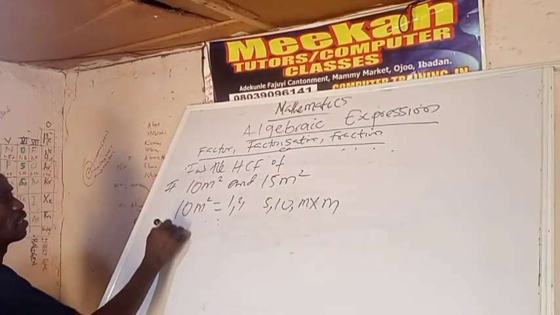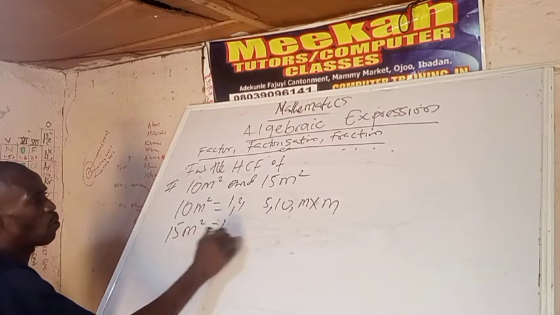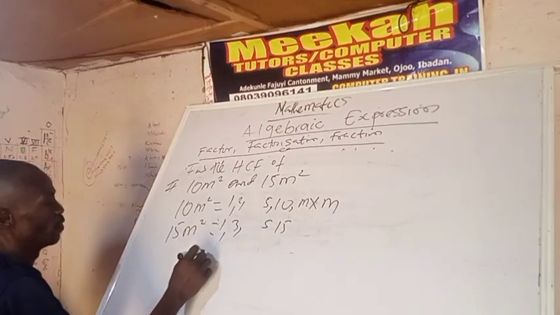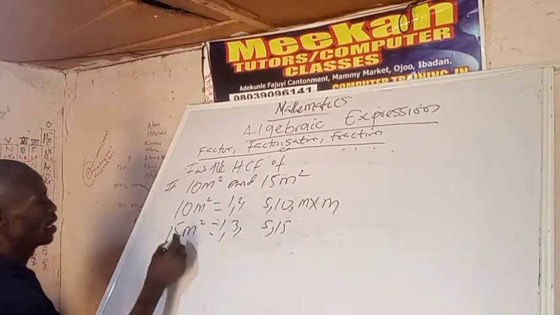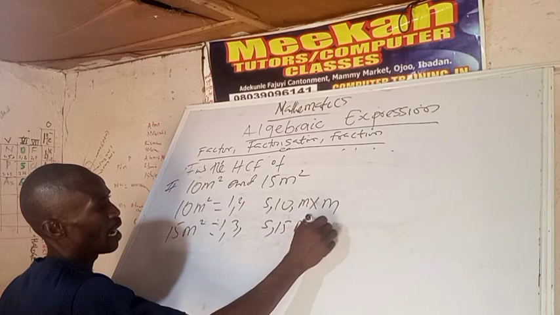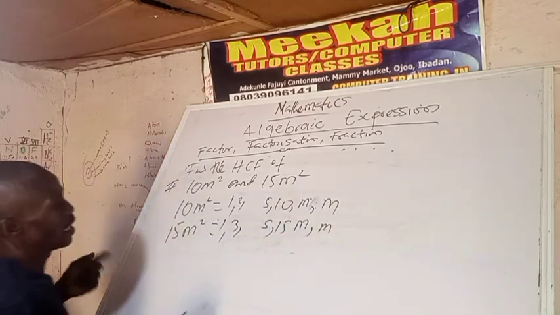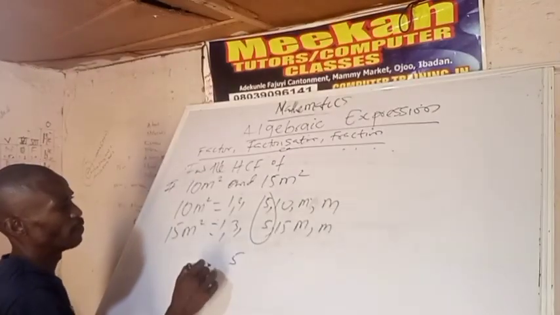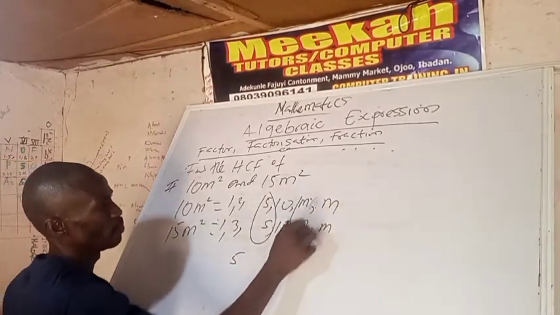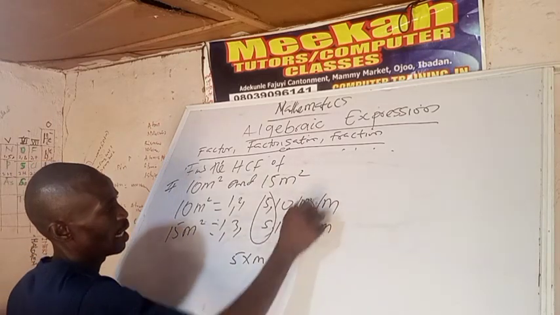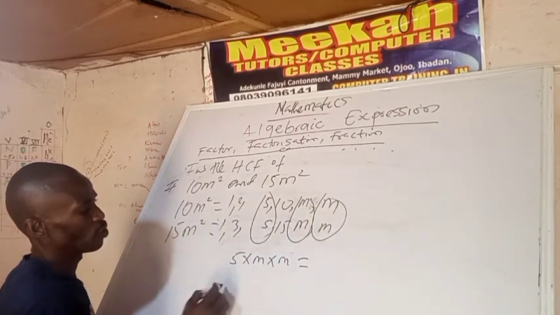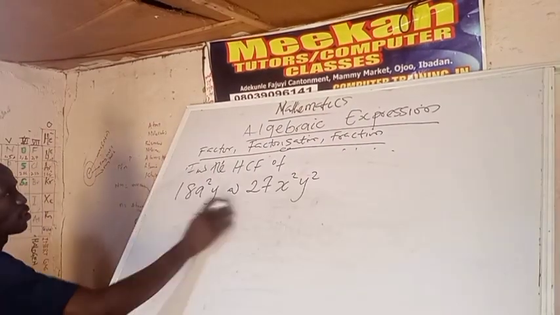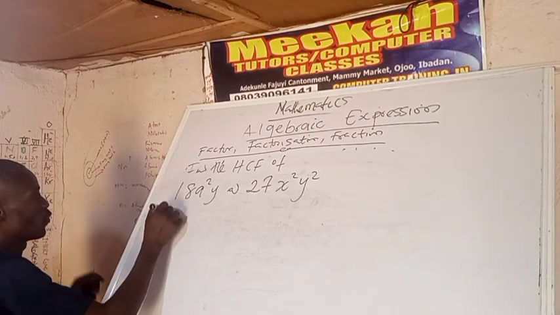Now, what about 15m squared? The factors: 1 in 15, you have 15. 2 cannot go. 3, what do you have? 5. 4 cannot go, 5 you already have here. And you have m squared, that is m and m. Let's see, is there anything that you have up and down? You have 5, and you also have m and m. So what do you have here? 5m squared.